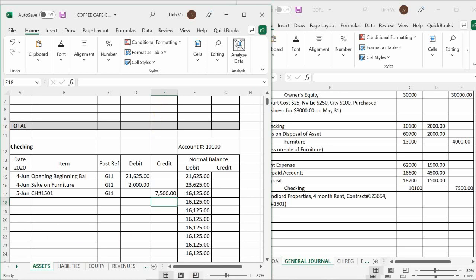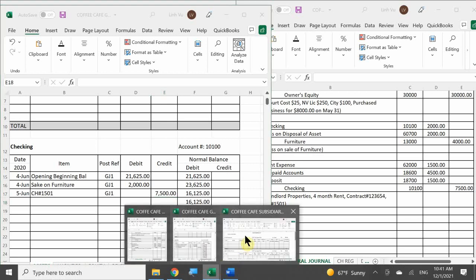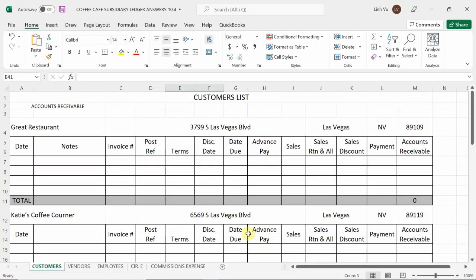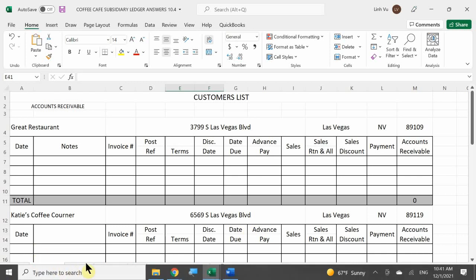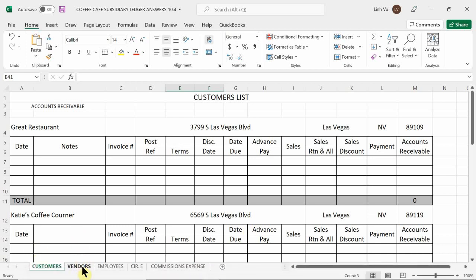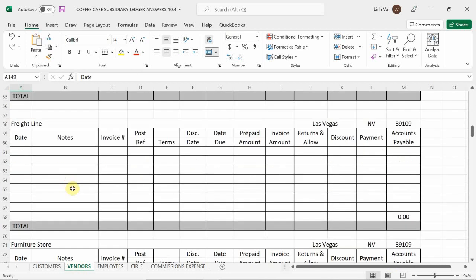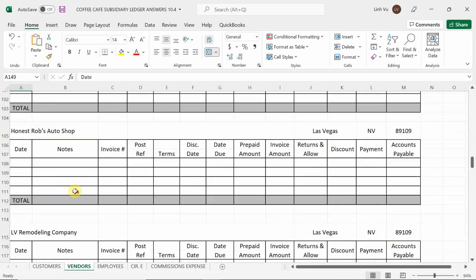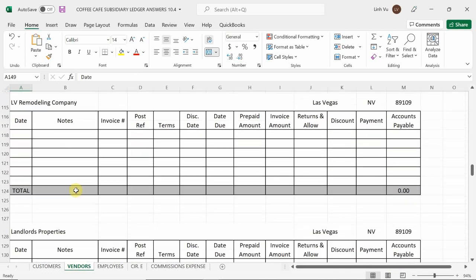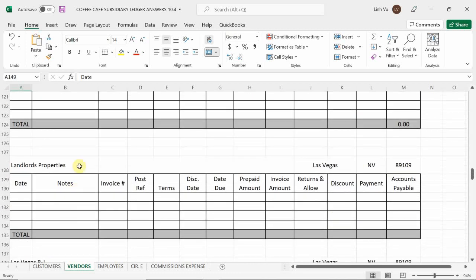So I'm going to go down to my subsidiary ledger. Since we talked about it, they are a vendor to us, so we're going to go check out the vendor list. Now here's a huge hint to you: the vendor list is in alphabetical order. So we dealt with Landlord Properties. So L, L, L. There's Las Vegas. Landlord Properties. Here it is.